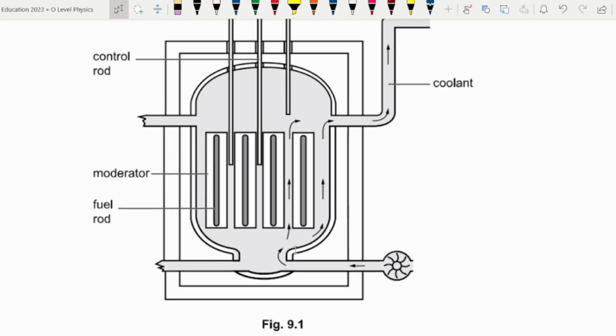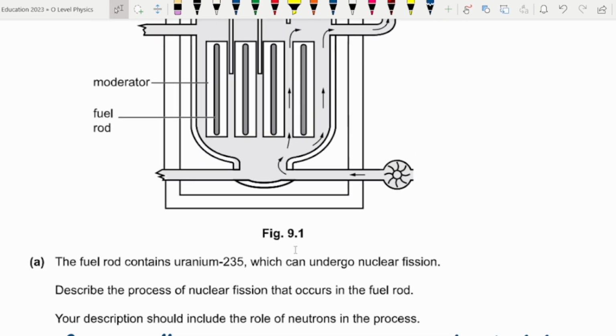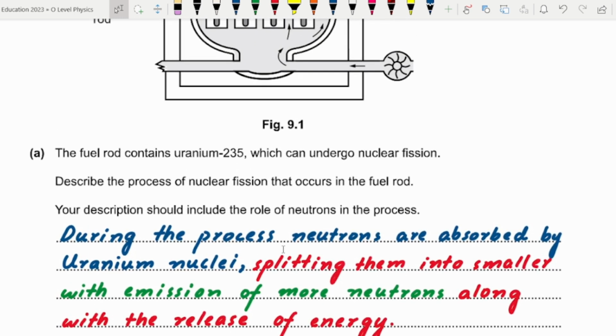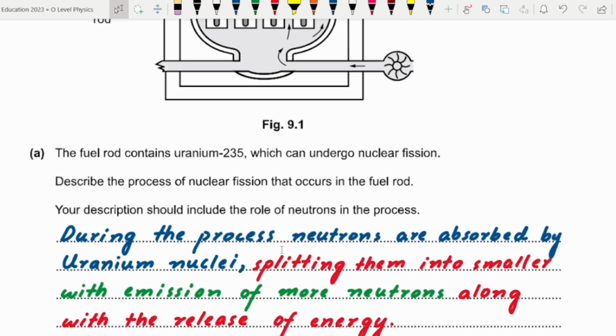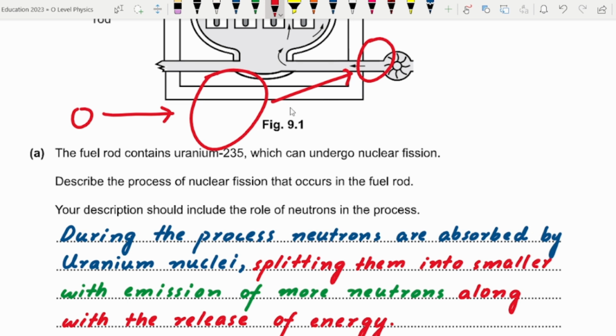So the fuel rods basically are made up of uranium, because our fuel in that case is uranium. During the process, neutrons would be absorbed by the uranium nuclei. This is your uranium nuclei, these are the neutrons. The neutrons bombard the uranium nuclei, they hit the uranium nuclei, they are absorbed by the uranium nuclei, and they are converted into daughter nuclei. And with that, more neutrons are emitted.